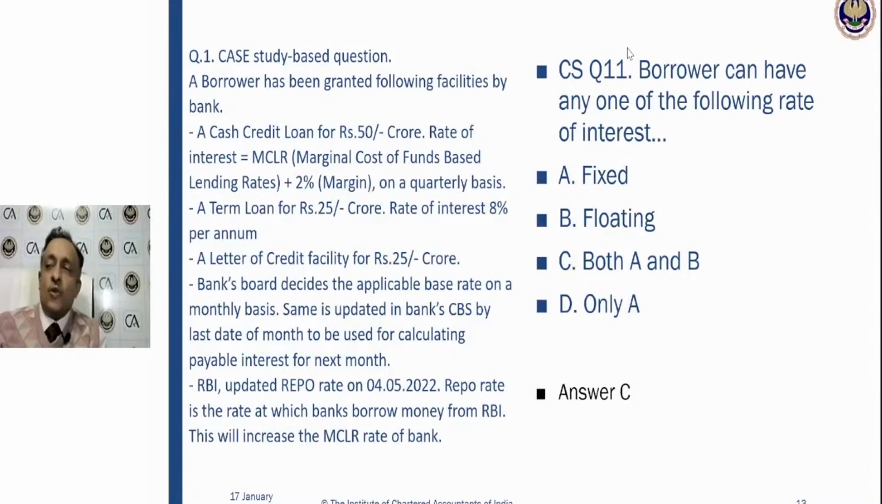Pranay, good. So floating is basically changing rate of interest because your marginal cost of lending rate is changing. I've related it to the question in the case study. Even if you look at the question itself, forget the case study, just look at the question. So borrower can have any one of the following rates. It can be both.